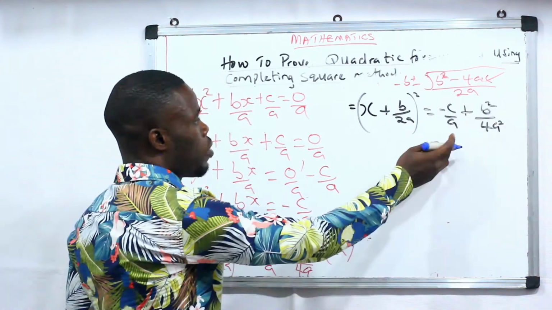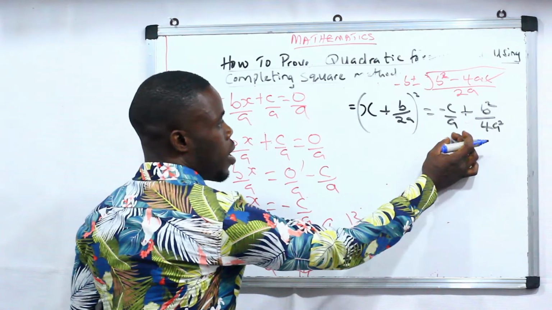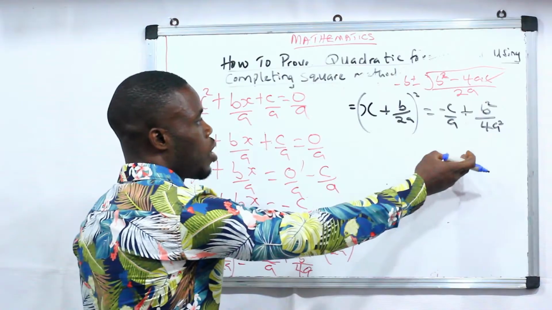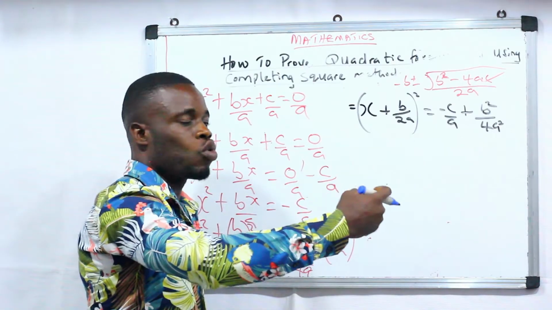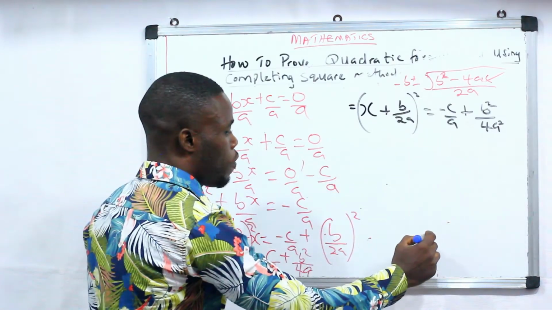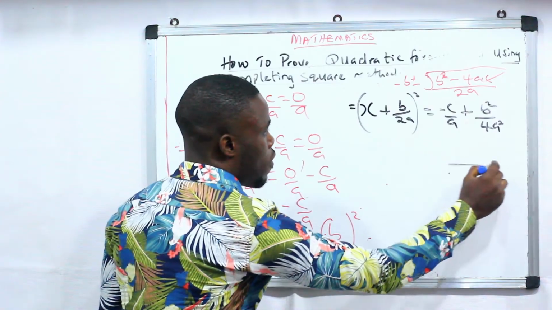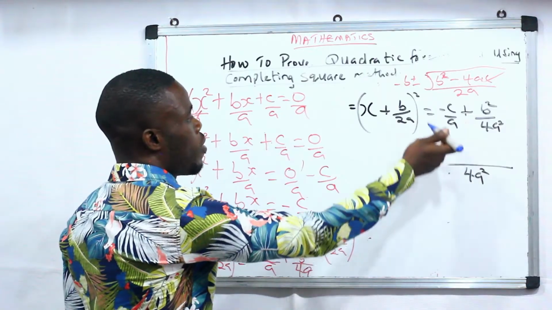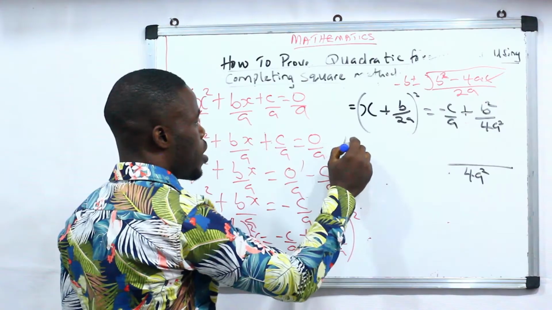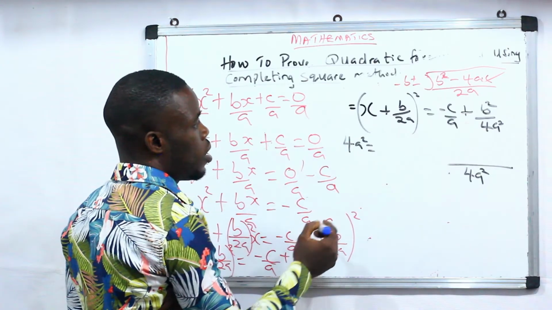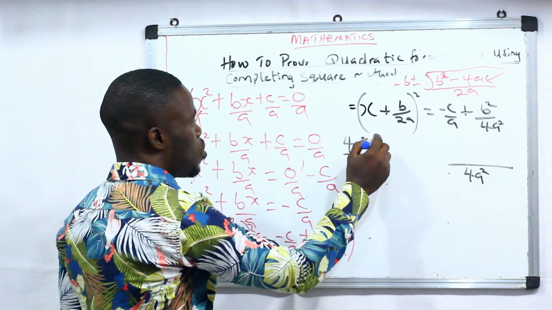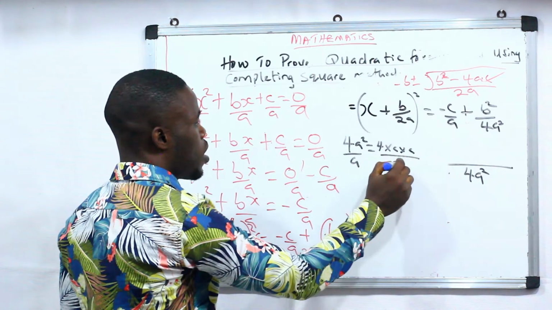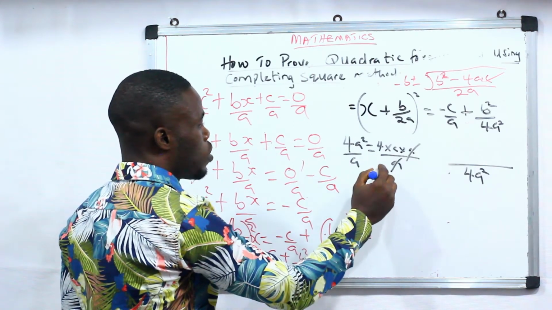So what I'm going to do now is to look for the LCM of a and 4a square. So we are going to pick 4a square because a can go into 4a square. Likewise 4a square can go into 4a square. So therefore we have 4a square. So 4a square divided by a will give us 4 times a over a. a cancels a, we are left with 4a.